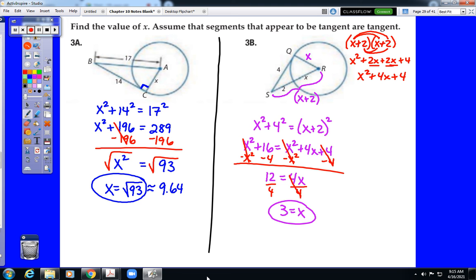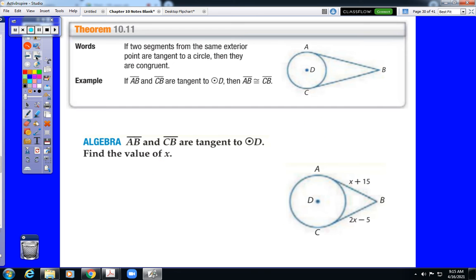Okay, on to our second rule, which is, if two segments from the same exterior point are tangent to a circle, then they must be congruent. Okay, so what we're saying there is that if segment AB and segment CB are tangent, then that means that their lengths are equal because they are congruent segments. Notice my markings.